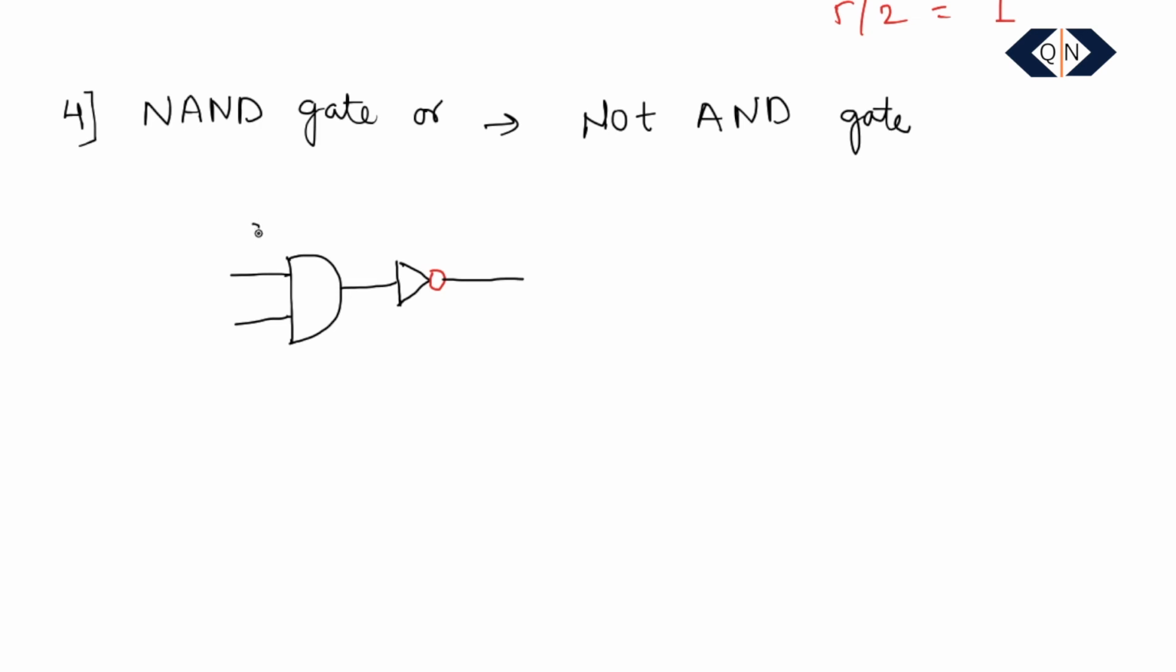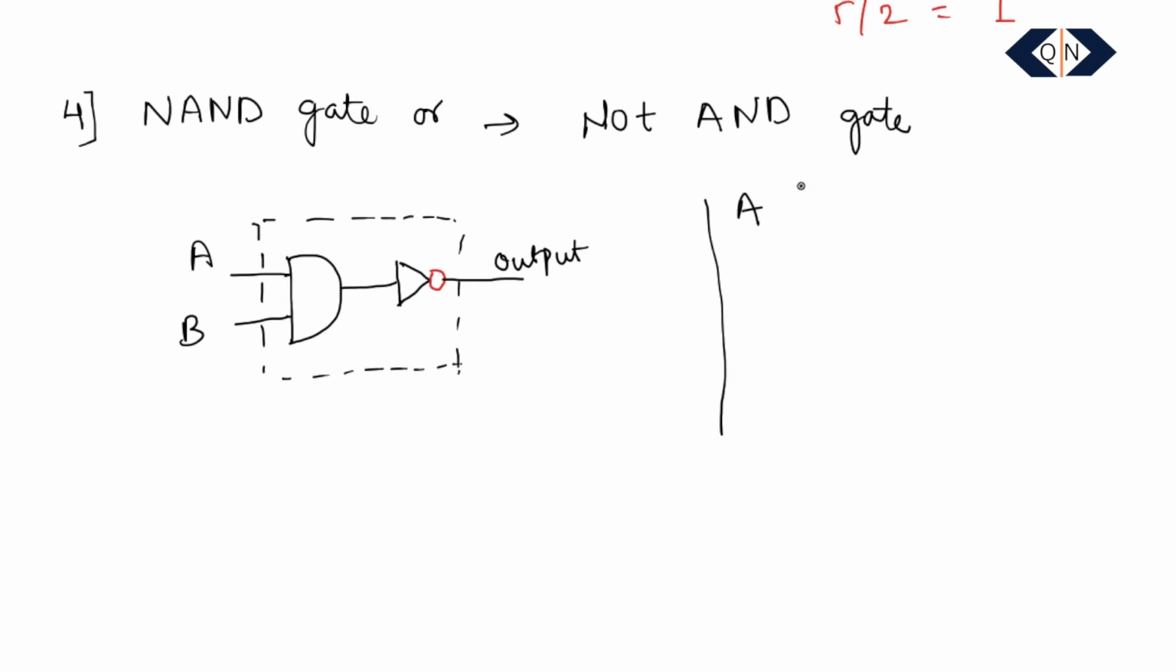So the combination of these is known as NAND gate. So what will our NAND gate do? This is A and B, and this is the output. Let me draw the truth table. This is A, this is B. Let me write one more output here, let us consider it as C, and then the final output.